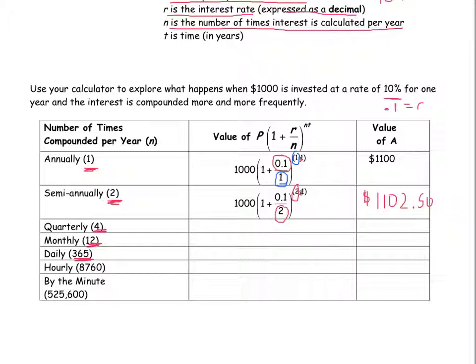Okay. Take a few minutes and fill out the rest of this table. Of course, quarterly you're going to be plugging in a 4 for N. And then monthly would be 12 for N, and so on and so forth. So take a few minutes and fill out the rest of this table. Okay, so this is what you should have gotten as you started to fill in the table. As you can see, as the compounding gets more frequent, the value starts to level out a little bit.